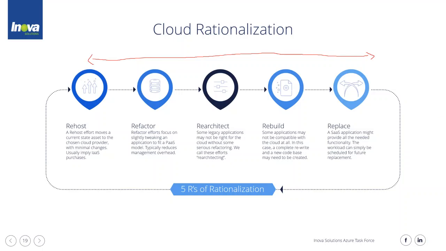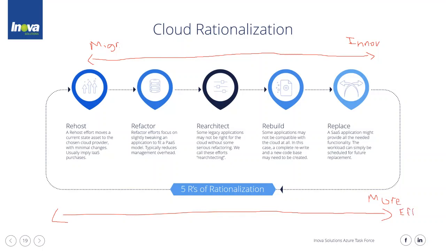These 5 R's of rationalization, as we move to the right, we're looking at closer to an innovate approach. And as we move to the left, we're looking closer to a migration approach. At the same time, as we move to the right, we're looking at more initial effort. Oh, wow, that O is terrible. And as we move to the left, we're going to be looking at less initial effort most of the time. And we'll see what we mean by that.